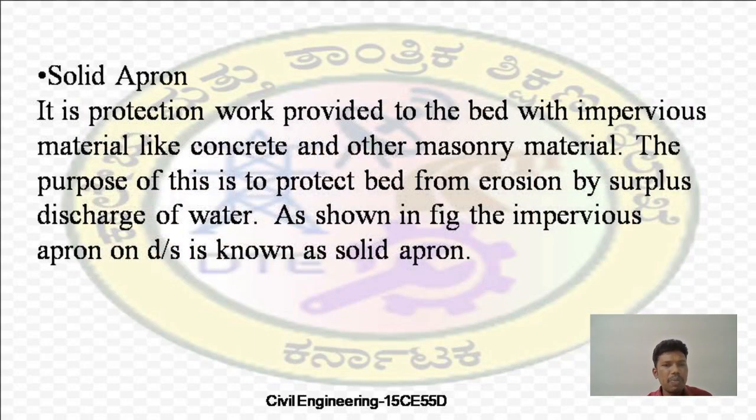Solid apron. It is protection work provided to the bed with impervious material like concrete and other masonry material. Solid apron means it is an apron or bed protection provided with impervious materials like concrete bed protection or masonry protection; we can call that a solid apron. Right. What is the purpose? The purpose of this is to protect the bed from erosion.